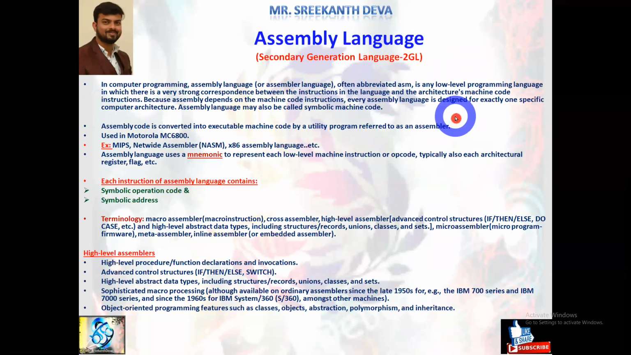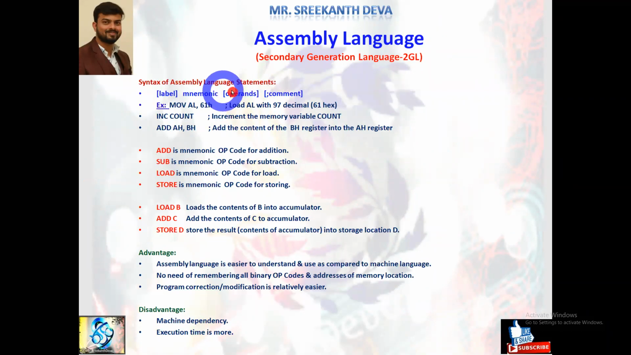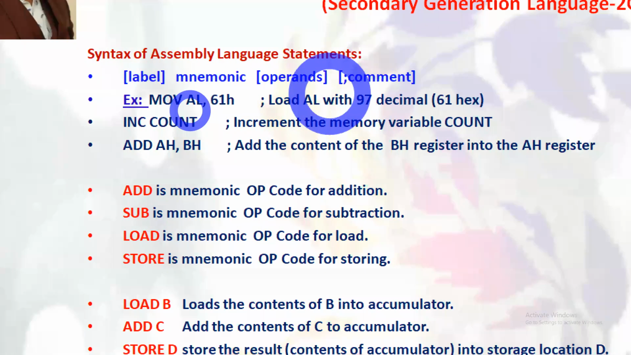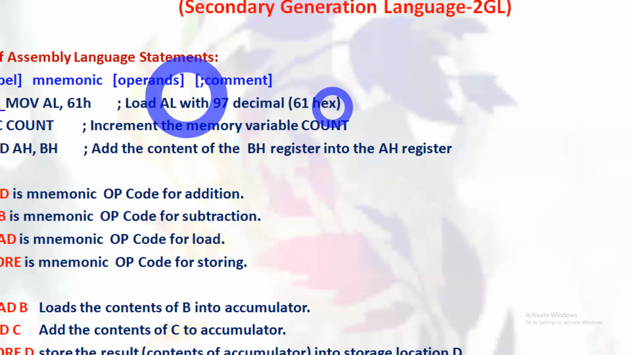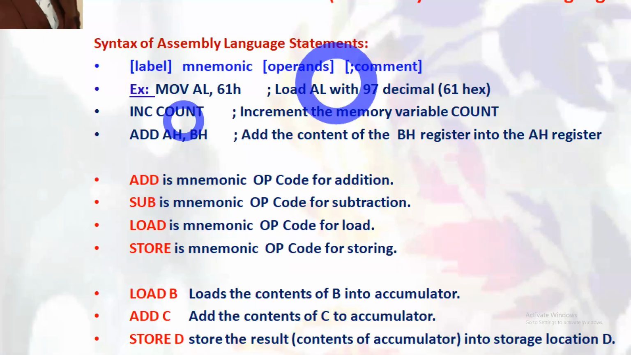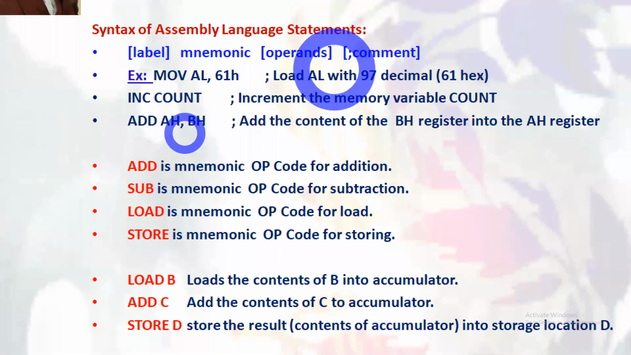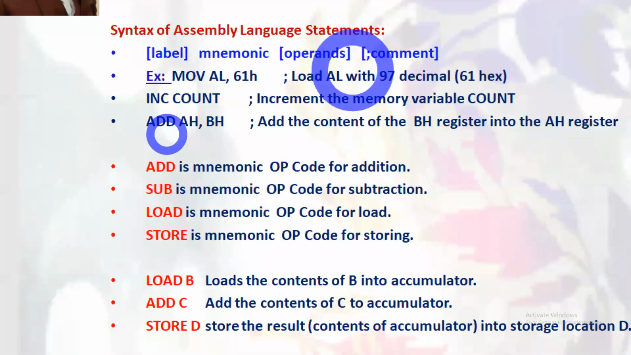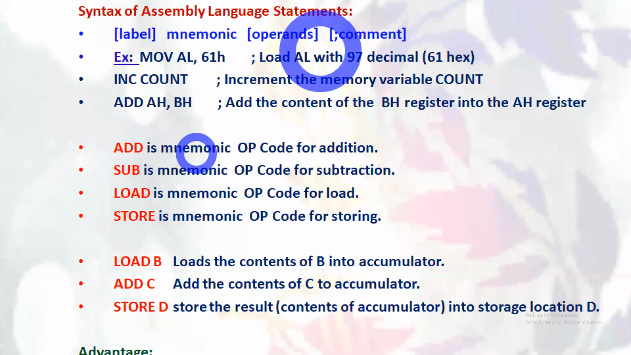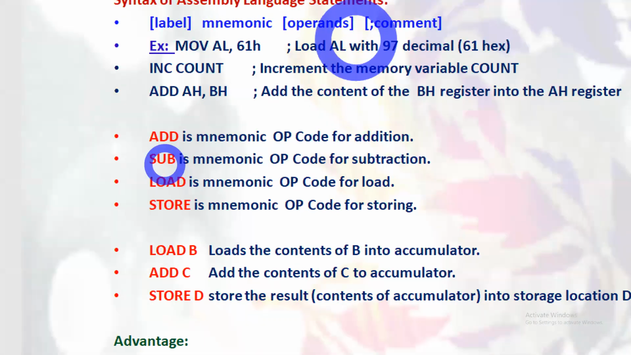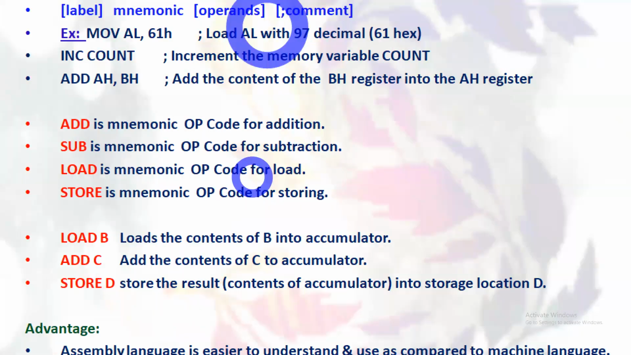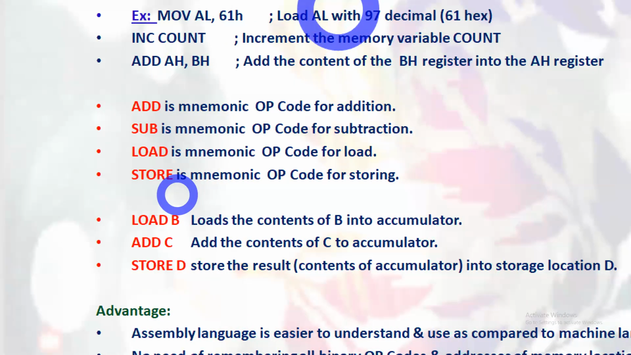See how the syntax is represented in assembly level language: label, mnemonic, operands, and some comment. We write instructions like move AL with 97 decimal, 61 hexa, increment count, INC count, add AH comma BH, which adds the content of BH register into AH register. Add is a mnemonic opcode for addition. Sub is a mnemonic opcode for subtraction. Load is a mnemonic opcode for load. Store is a mnemonic opcode for storing.